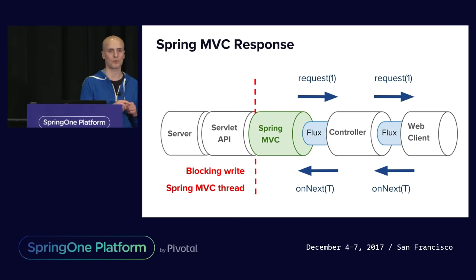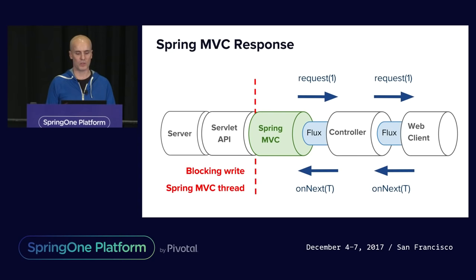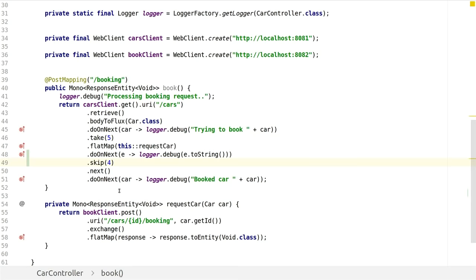So what happens here is that we do support streaming with back pressure, but when we get to the actual servlet API, at that point we have no choice but to block because we're using the blocking API, and we're gonna do that in a dedicated thread. So we're gonna switch threads. We do that kind of automatically under the surface. So let's take a look at that in action.